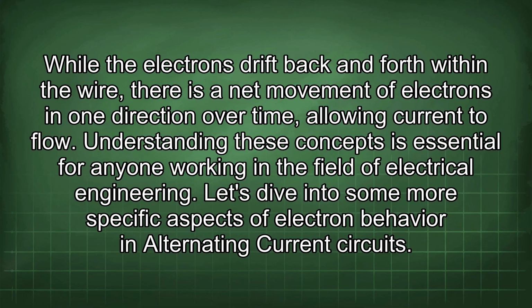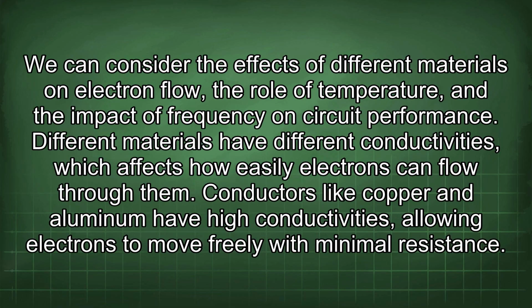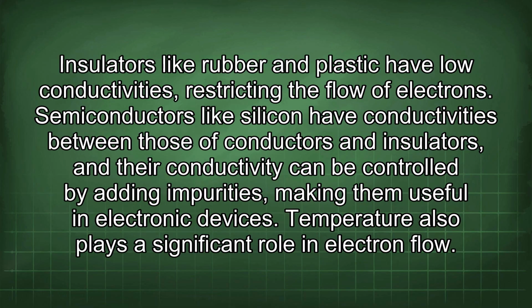Let's dive into some more specific aspects of electron behavior in alternating current circuits. We can consider the effects of different materials on electron flow, the role of temperature, and the impact of frequency on circuit performance. Different materials have different conductivities, which affects how easily electrons can flow through them. Conductors like copper and aluminum have high conductivities, allowing electrons to move freely with minimal resistance. Insulators like rubber and plastic have low conductivities, restricting the flow of electrons.